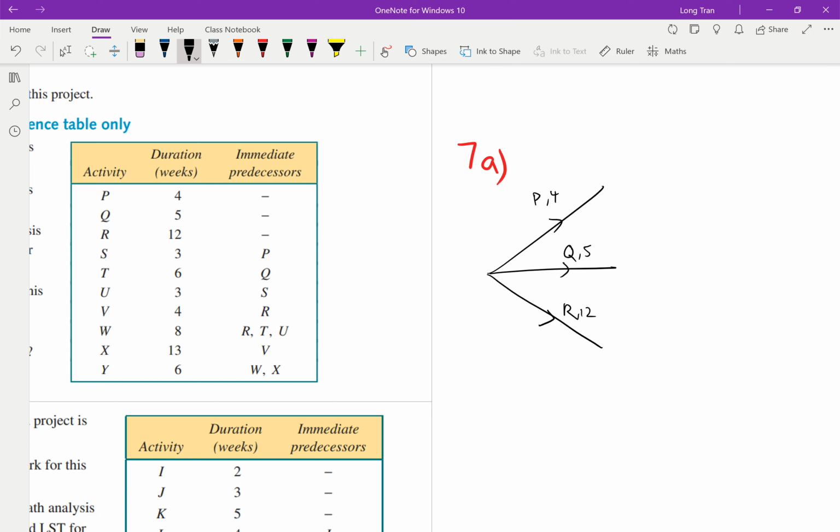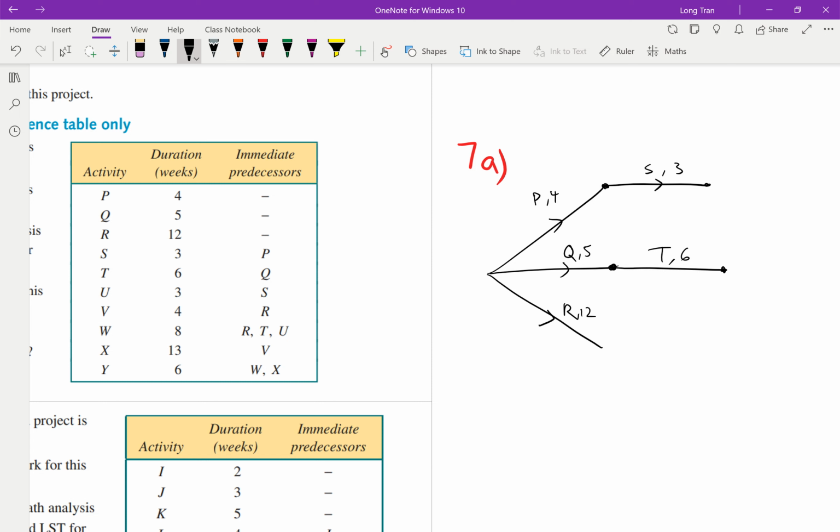And then afterwards, what do we have? S is linked to P. So let's say this is S. So that's my arrow. S has a weight of 3. And then what is this? T is after Q. Okay, so T must be then here. This is T. T has a weight after Q, which is 6. What else do we also have? U is connected to S.